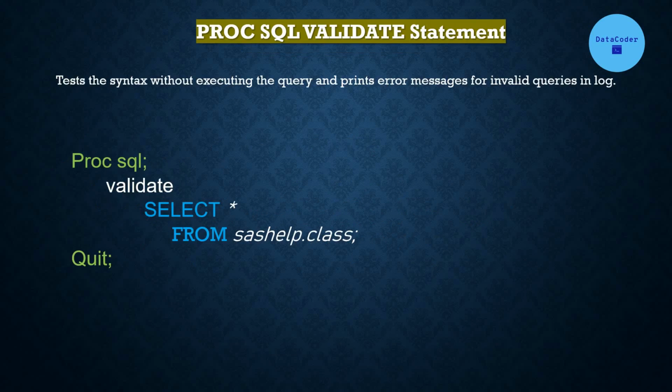Next is the PROC SQL validate statement. This validate statement tests the syntax without executing the query and prints an error message for invalid queries in the log. So this won't execute your code, but rather it will check the syntax. Whether the syntax is valid or not, it will print the message in the log.